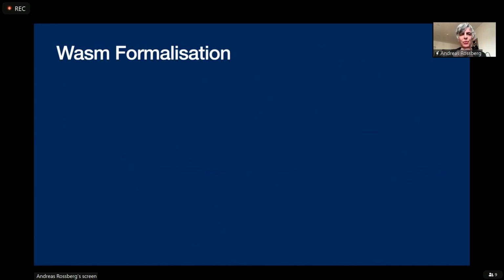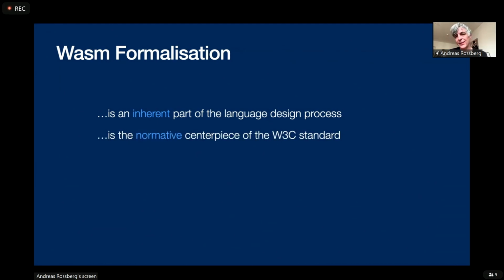So let me say a few more words about the WebAssembly formalization. A couple of these I already talked about 2 weeks ago. I already said that it's an inherent part of the design process. But on top of that, it's also a normative part of the standard, right? It's not just something we do on the side. The whole standards document contains this semantics and is defined by it. And finally, going beyond what many other formalizations do, it's really end-to-end, starting from decoding the binary format to really nailing down the last bit of your floating point operations or something that you can observe.